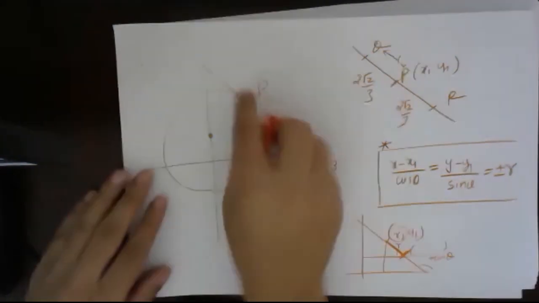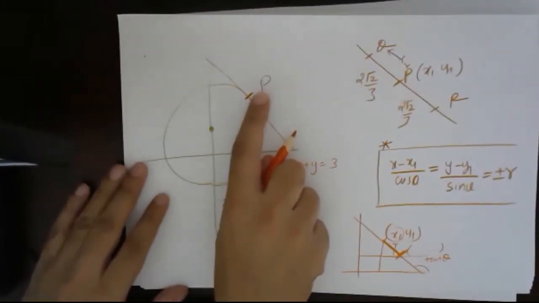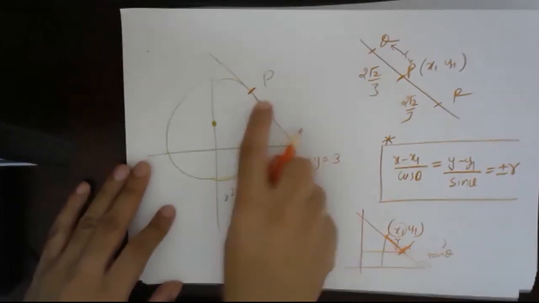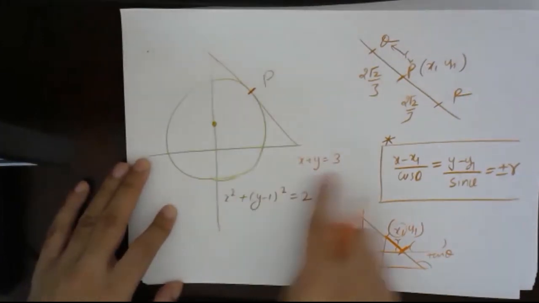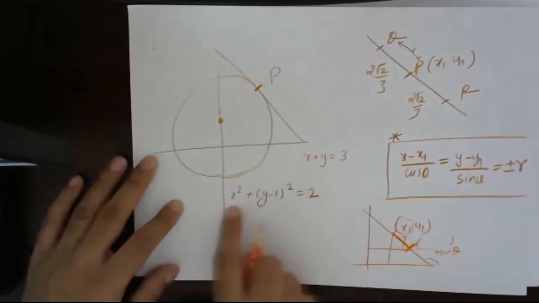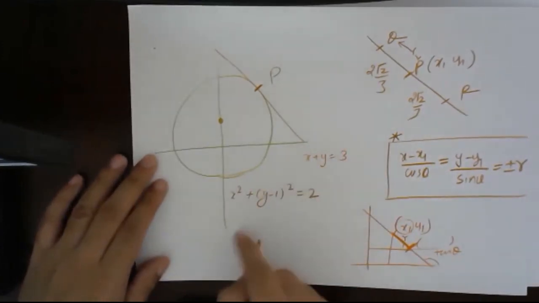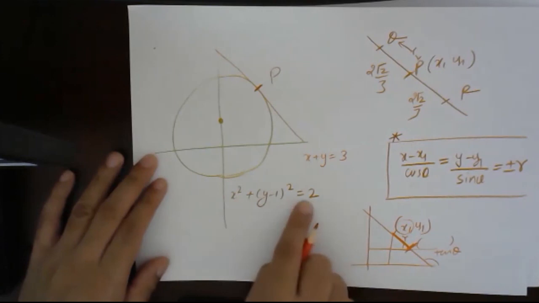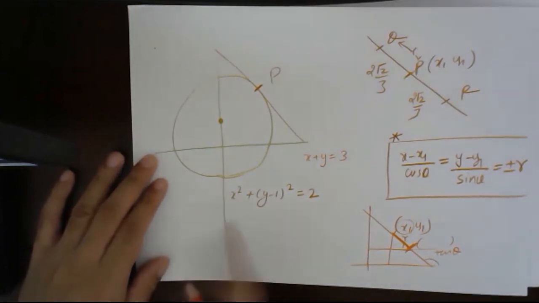So now first we have to find this point P. How can I find this point P? The equation of the line has already been given. The equation of the circle has also been given. So I can find this point P by writing the equation of the tangent on the circle.